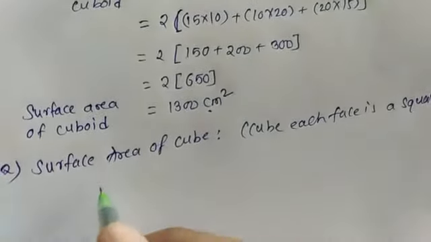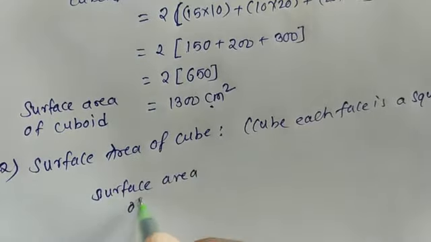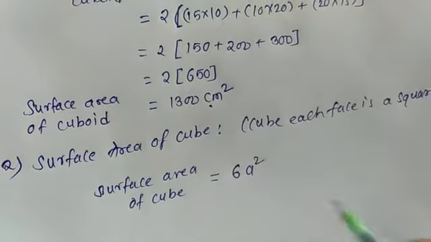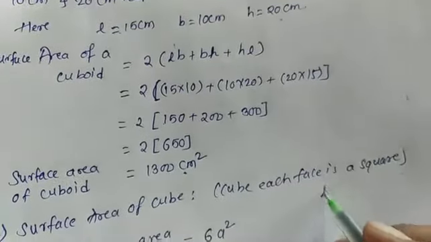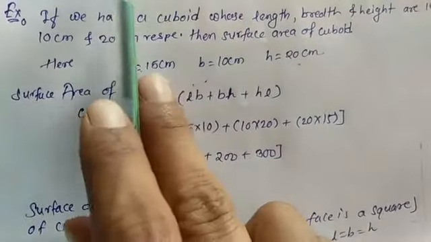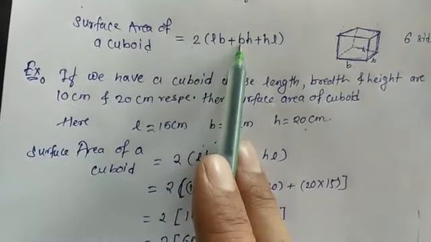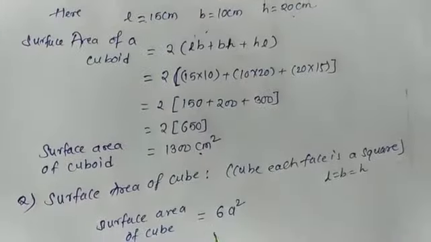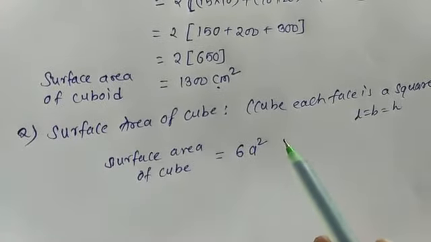Now the surface area of a cube is equal to 6 into a square. As all of them are equal, L is equal to B is equal to H, so you can put this in the surface area formula of a cuboid. So here you can write 2 into bracket a square plus a into a square plus a into a square, it is 3a square into 2, which is equal to 6a square. So the surface area of a cube is 6a square.